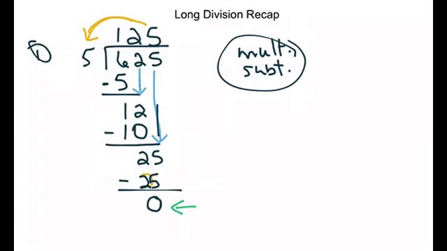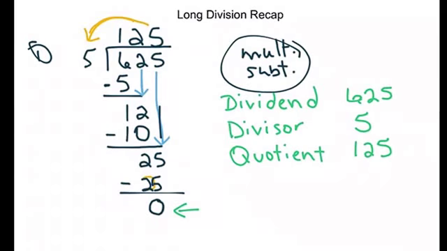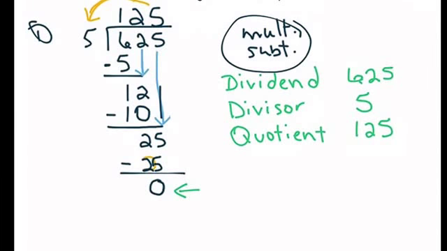It went in evenly. So let's look at this. My dividend in this problem is the 625. It's what is underneath or inside the long division symbol. My divisor is 5. It's what's outside the long division symbol. My quotient is 125. It is what is on top of the long division.